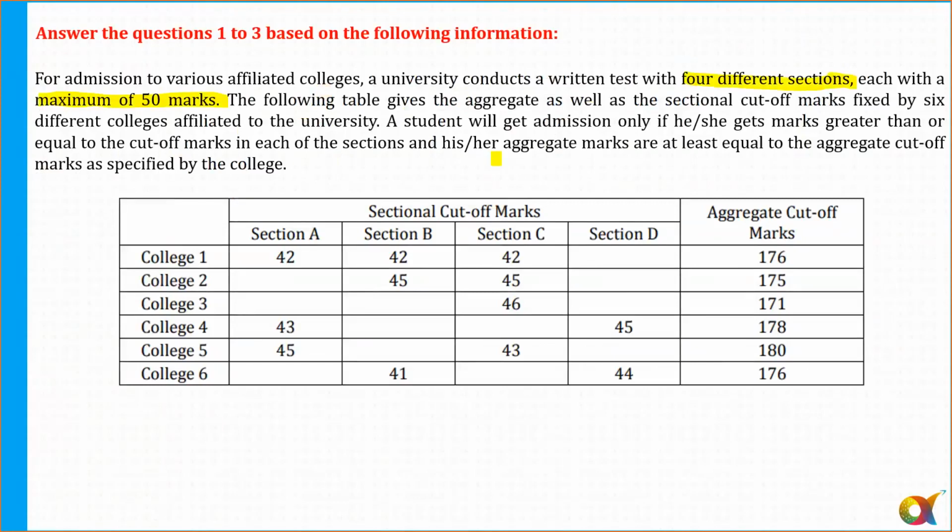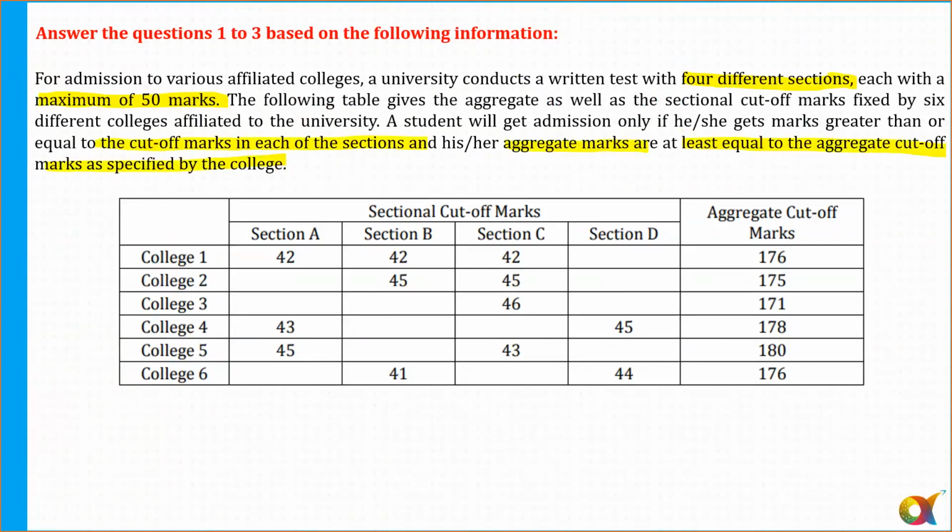The following table gives the aggregate as well as the sectional cutoff marks fixed by 6 different colleges affiliated to the university. A student will get admission only if he or she gets marks greater than or equal to the cutoff in each of the sections, and his aggregate total marks is at least equal to the aggregate cutoff mark as specified with the college. So to get a call from any one particular college, you need to clear the sectional cutoff as well as the overall cutoff also.